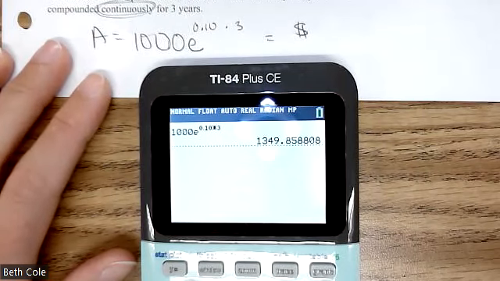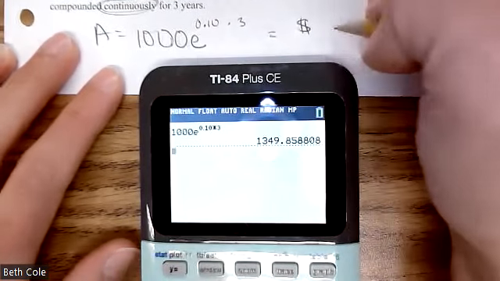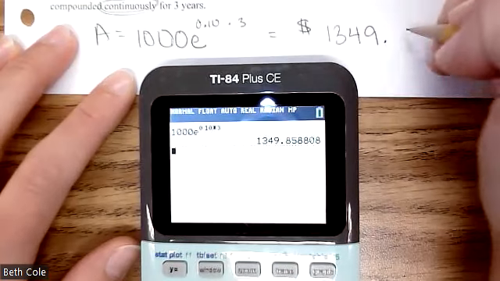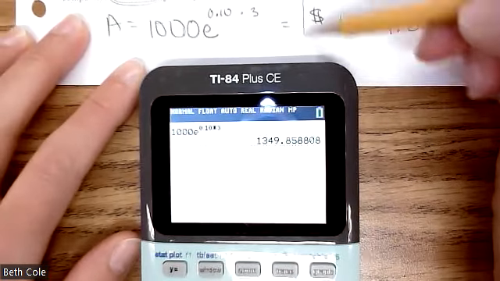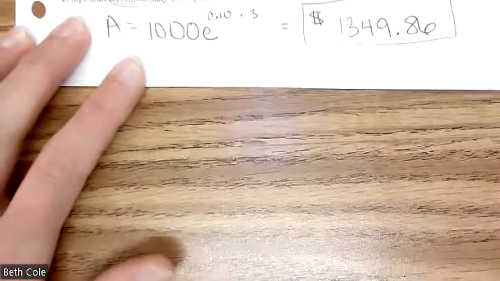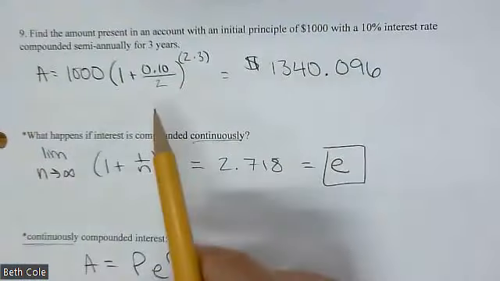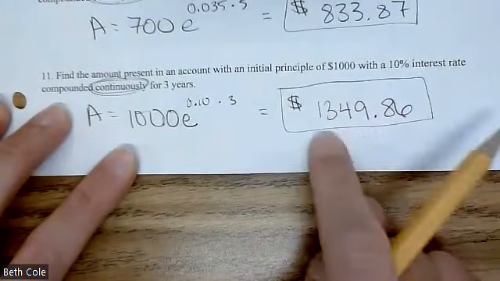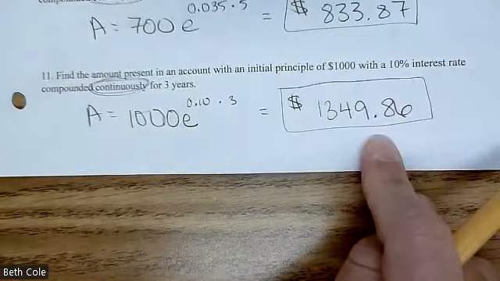It'd be great. Those of you flipping your paper over already, did you get this number? $1,349 and what are we going to call that? 86 cents. All right, here's the compare and contrast I wanted us to do. Do you see how when we compounded semi-annually, it was this 1340? Do you see how continuously it's a little bit more? Okay.